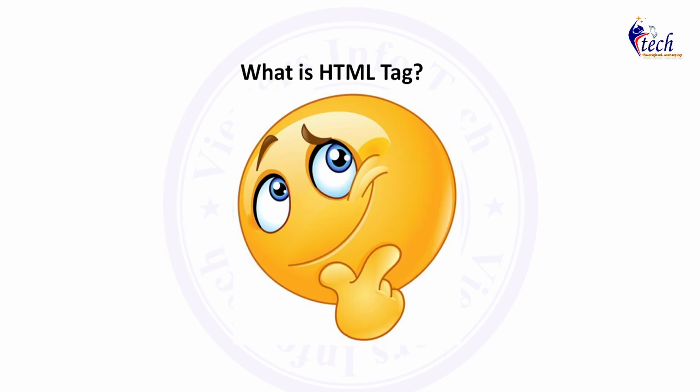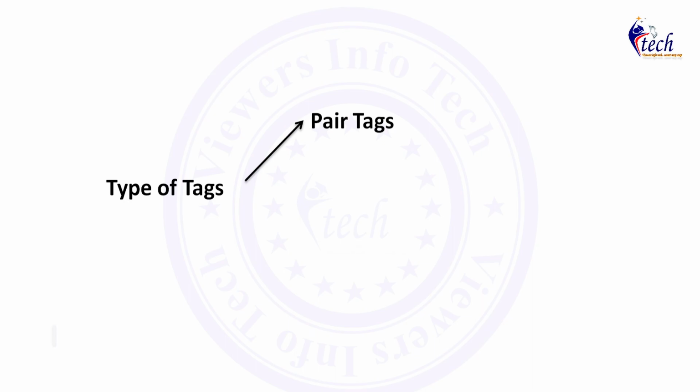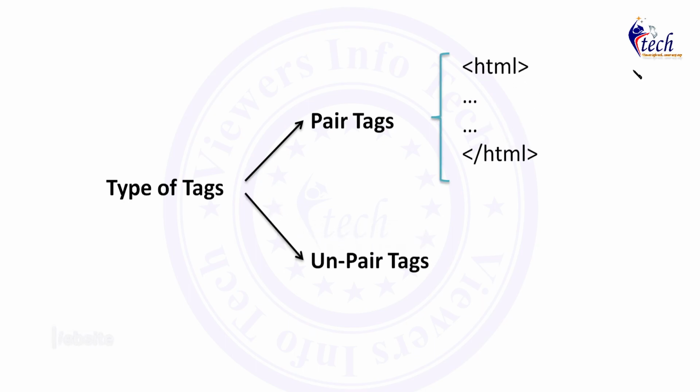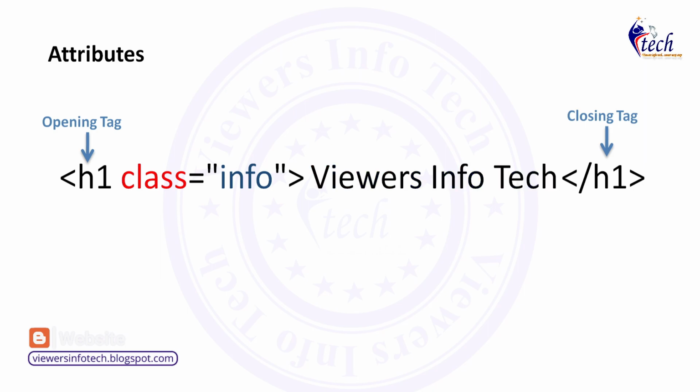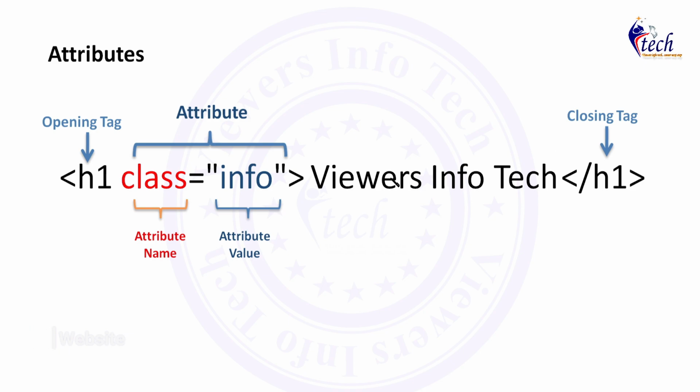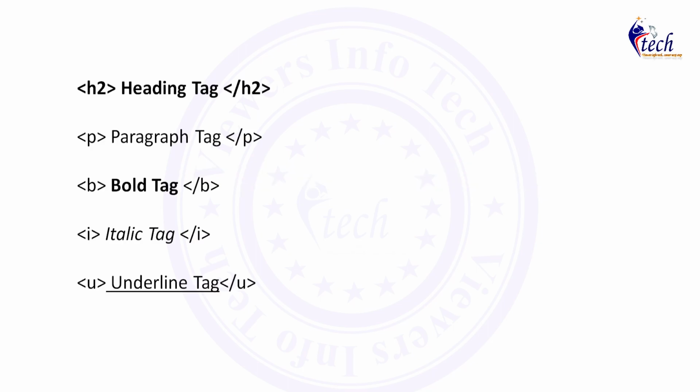Let's revise our session. In this session, we discussed HTML tags and syntax. And we discussed types of tags like pair tags and unpaired tags. And we also discussed value of attributes. In the next session, we will discuss attributes with some examples. In this session, we also discussed basic types of tags like heading tags and paragraph tag and bold tag and italic tag and underline tag.